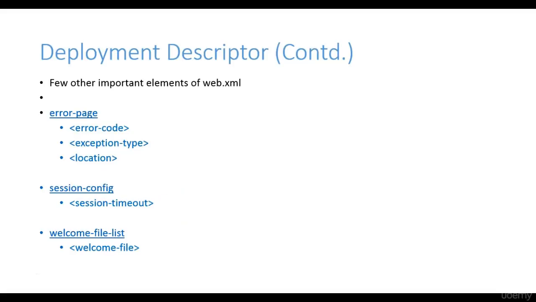Welcome file list. This is the optional element that contains an ordered list of welcome file elements. When the URL request is a directory name, the server serves the first file specified in this element. If that file is not found, the server then tries the next file in the list. Normally, this element is used to configure the home page of a web application.